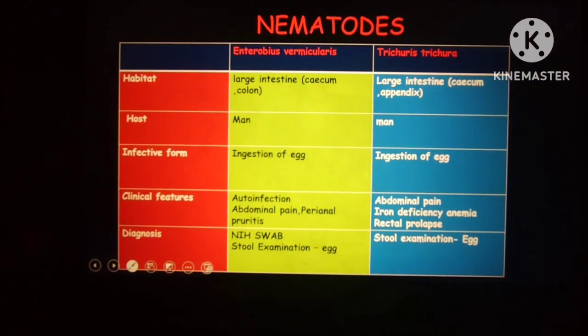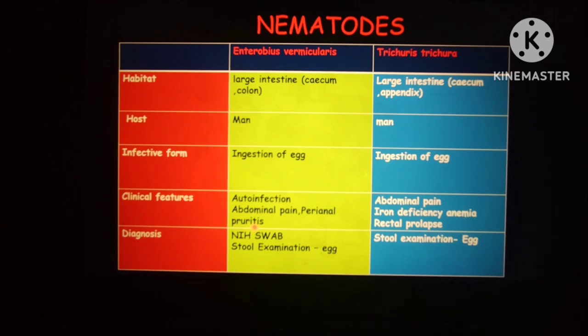So next, coming to Enterobius. What I told is those three reside in the small intestine, but Enterobius and Trichuris reside in the large intestine. Okay. So here the host is man. The infective form for both is ingestion of the egg, and for Enterobius it is auto-infection, abdominal pain, and perianal pruritus.